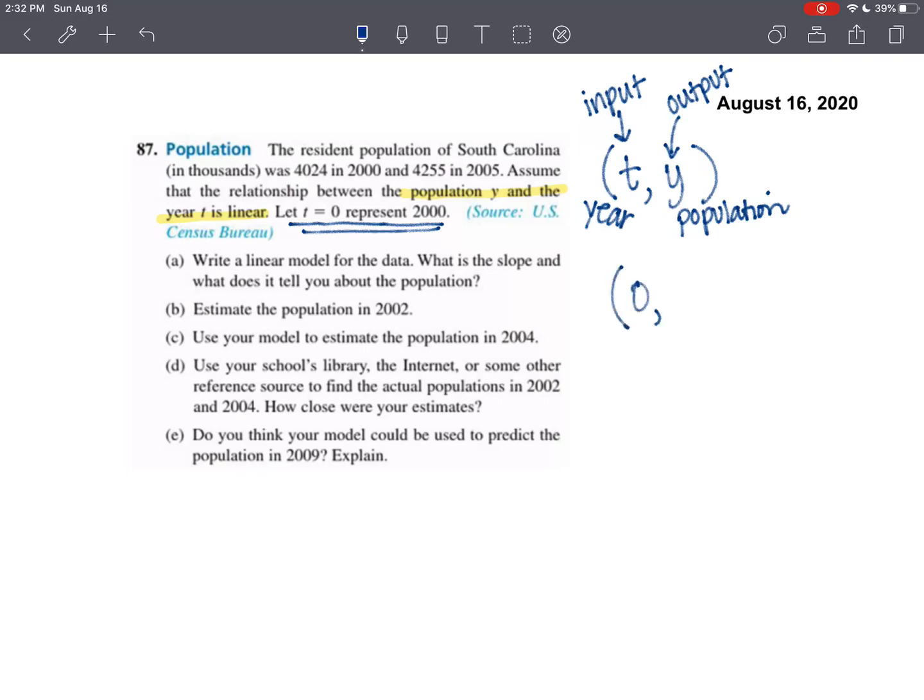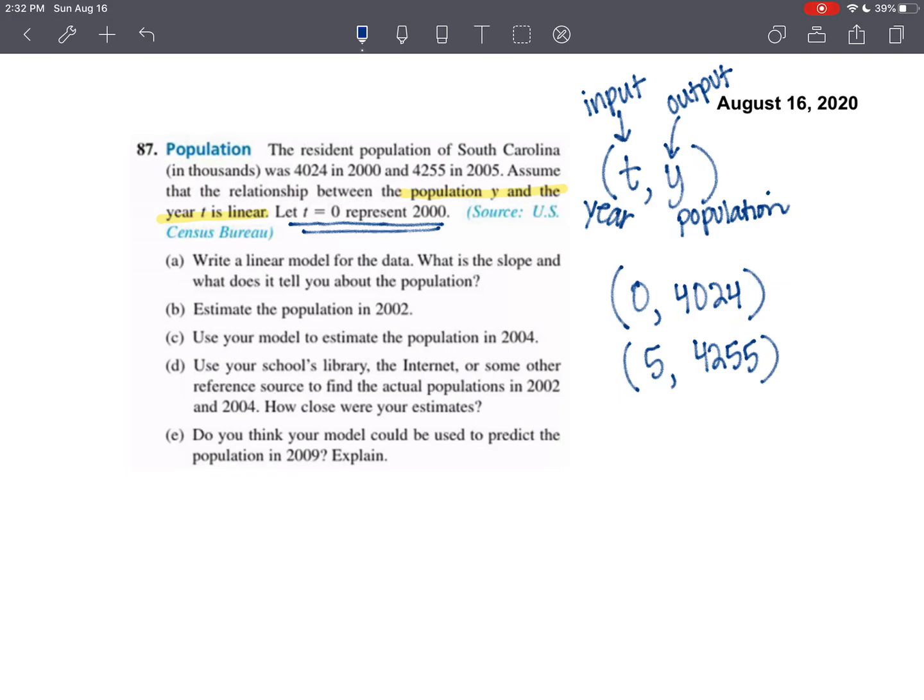In the year 2000, 4024, and that's in millions. And then in the year 2005, which is 5 years after 2000, 4255. And then from those two ordered pairs, we can write our linear model.